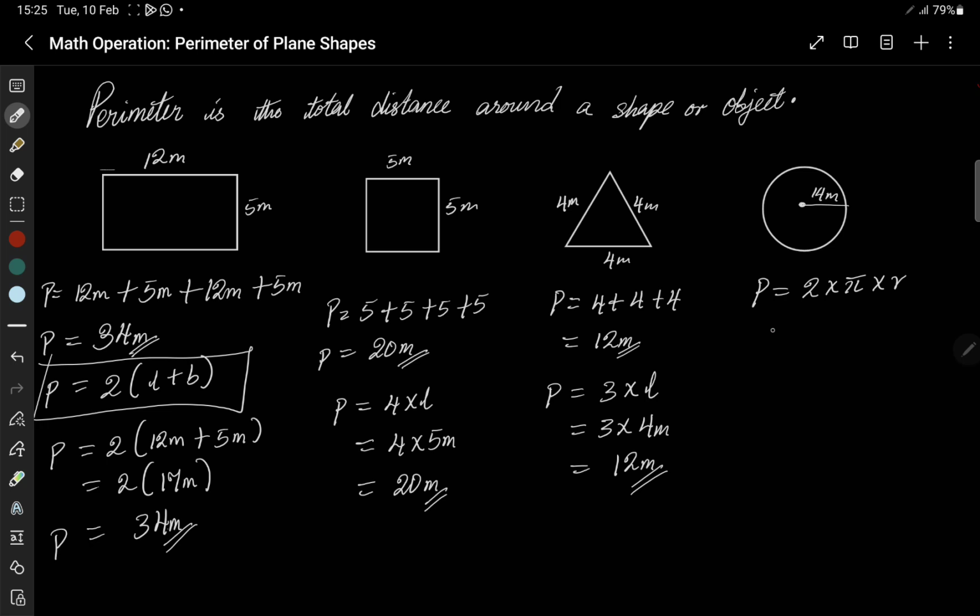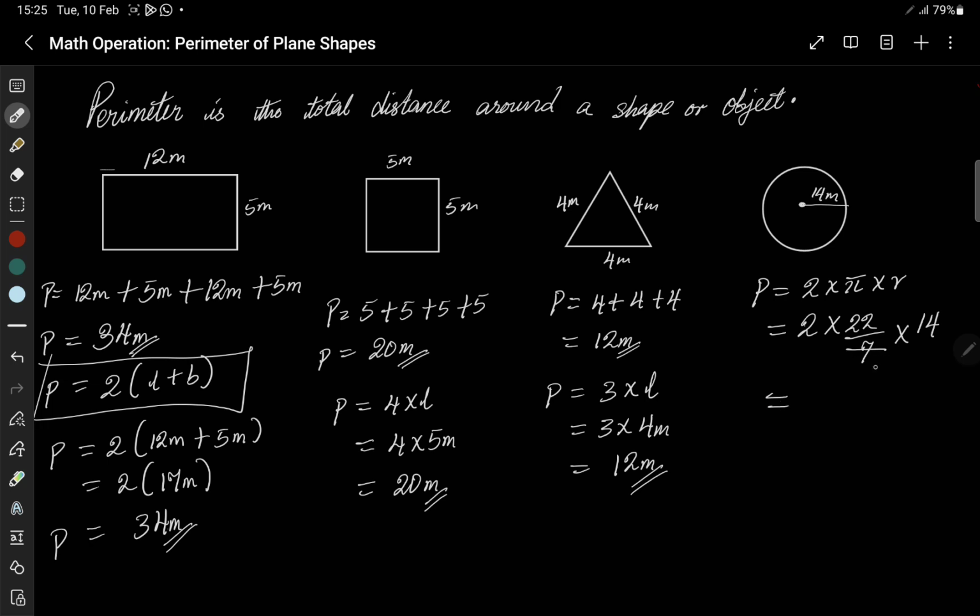Therefore, in this case, our perimeter is equal to, what's our 2? Our 2 is a number. It's a number we know. So we have 2 times then the value for our pi, which is 22/7, then times our r. The r is our radius, the radius of the circle. And in this case, we have 14 meters. You get it now? So we go ahead and solve.